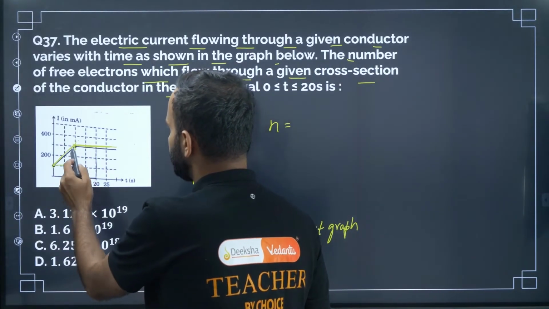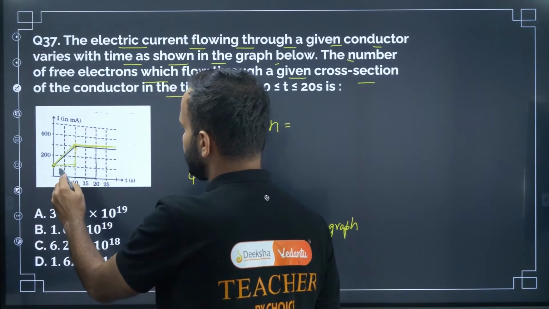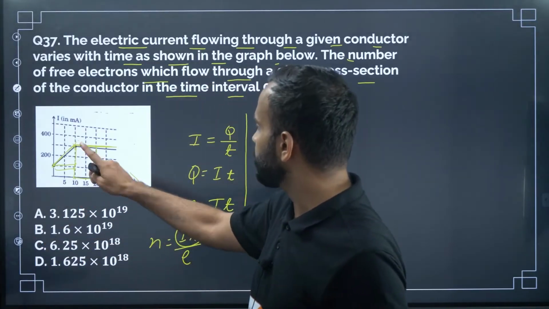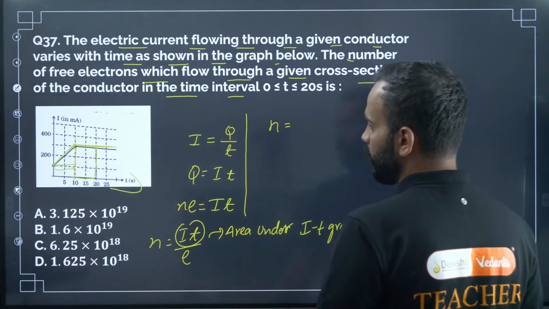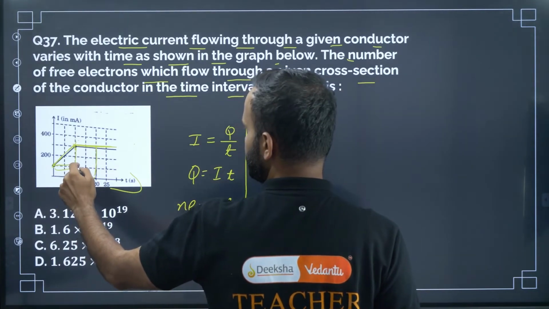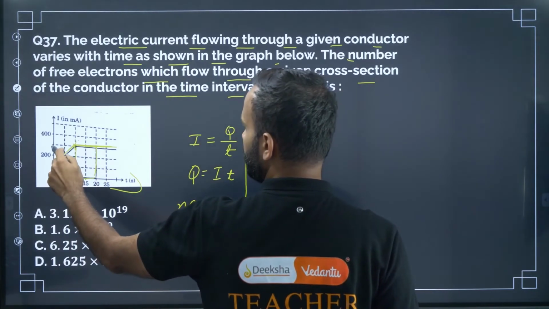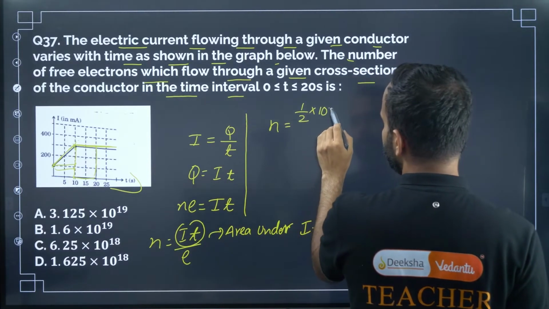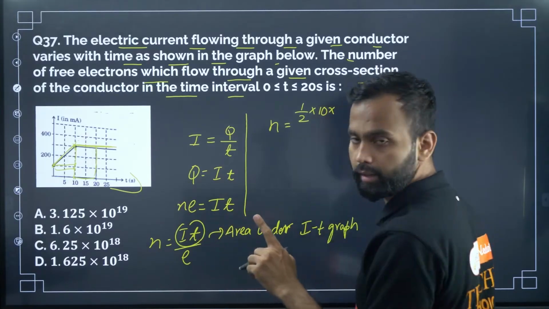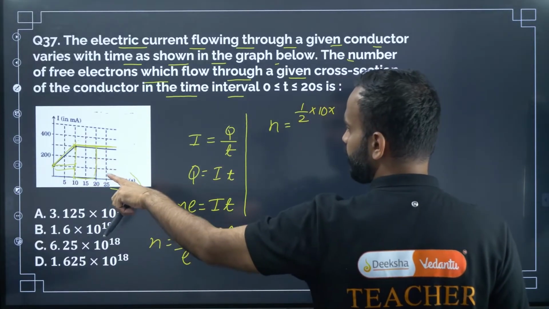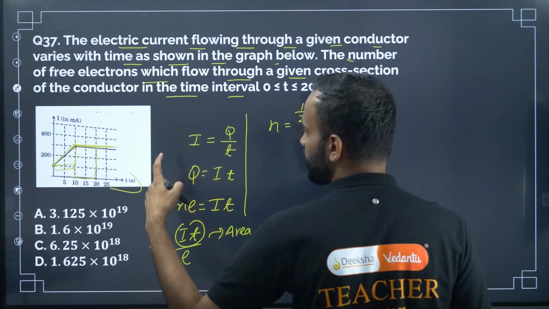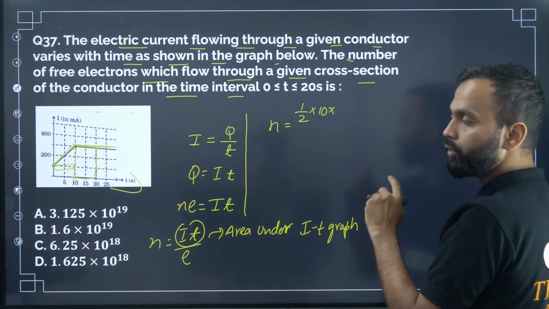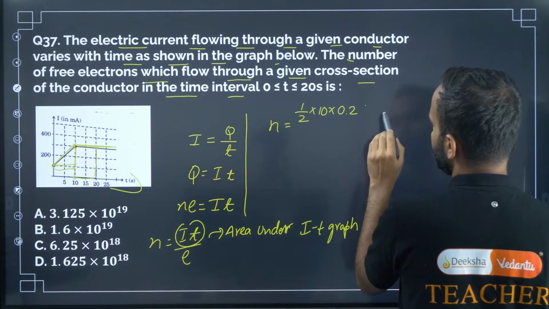So the first one, this one is a triangle, right? Then the rectangle, right? And then again one rectangle. So two rectangles plus one triangle. Okay, let us find the area of the triangle. Half into base, base is 10, height is 200, right? Half into base 10, height is 200 milliampere, right? 200 milliampere, 100, 200, 300. 300 minus 100 is 200. 200 milliampere. So milli is 10 to the power minus 3. 200 into 10 to the power minus 3 is 0.2, right?